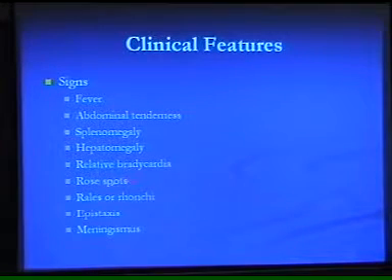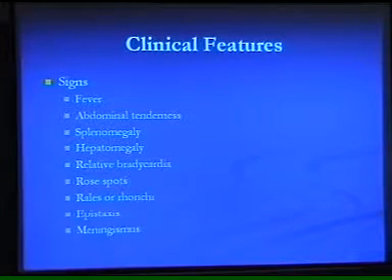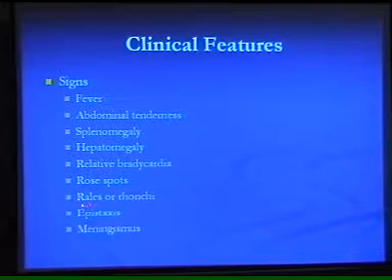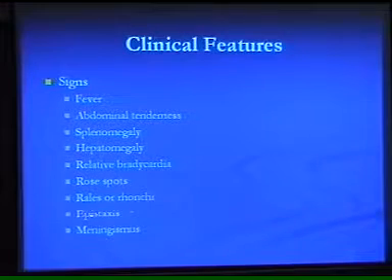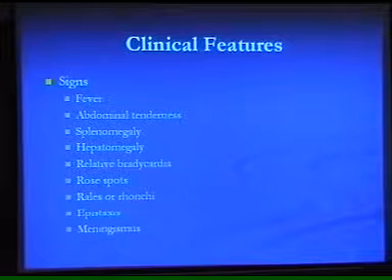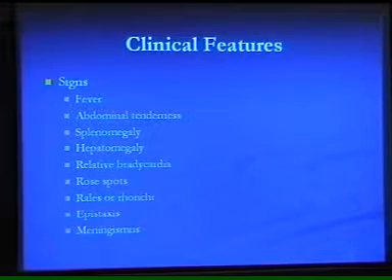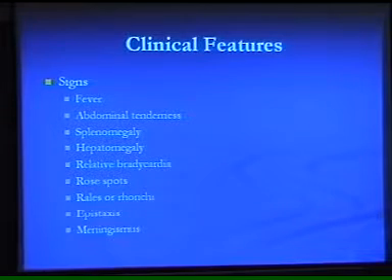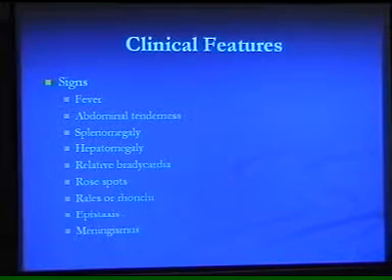Rose spots are petechial spots seen on the trunk in the first week of illness. And on auscultation, rales or rhonchi can be heard. The other signs are epistaxis and meningismus. The infection can be fatal and the patient may appear delirious, drowsy, in shock, or even in frank meningitis.